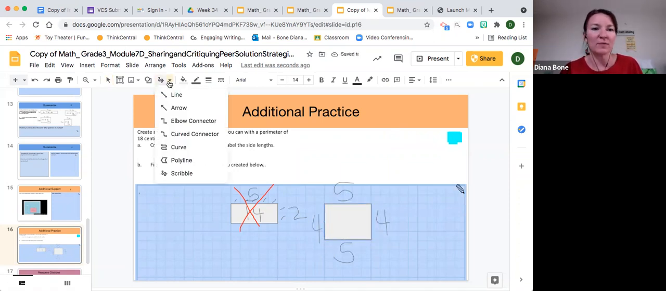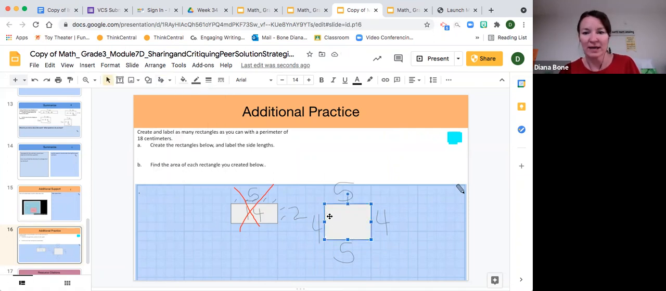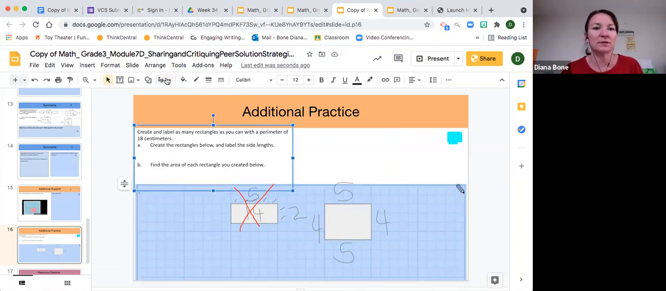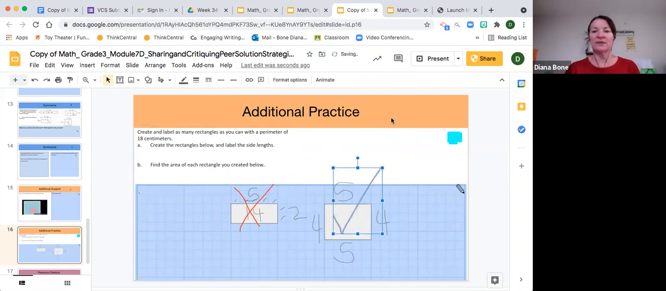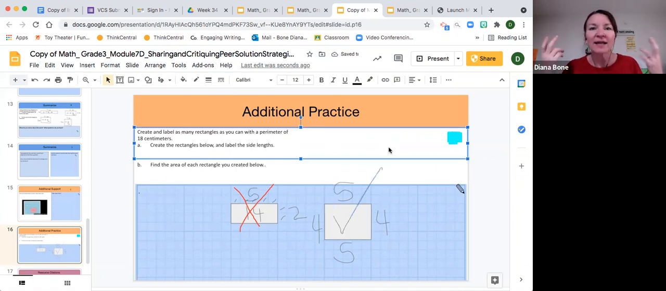And I want to give a big old check, but I can't get back in that scribble tool. It is frustrating, isn't it? There we go. Boom. That one has a perimeter of 18. And I got it easily because I didn't get overwhelmed with trying to go the 4 sides around. I just thought to myself, how can I make 2 sides equal 9?